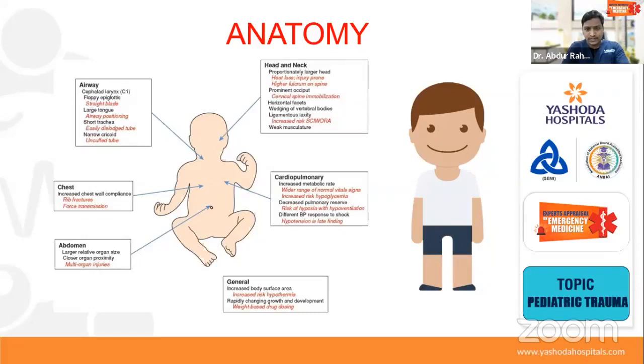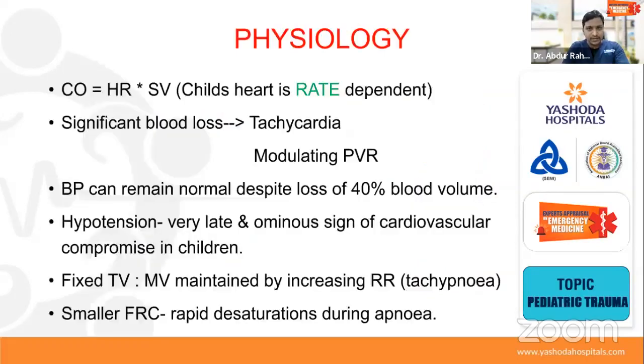And among the general considerations, the pediatric population has increased body surface area as compared to adults. So there is an increased risk of hypothermia. And because of rapidly changing growth and development, we have to go for weight-based drug dosing also. So these are the basic anatomical considerations.